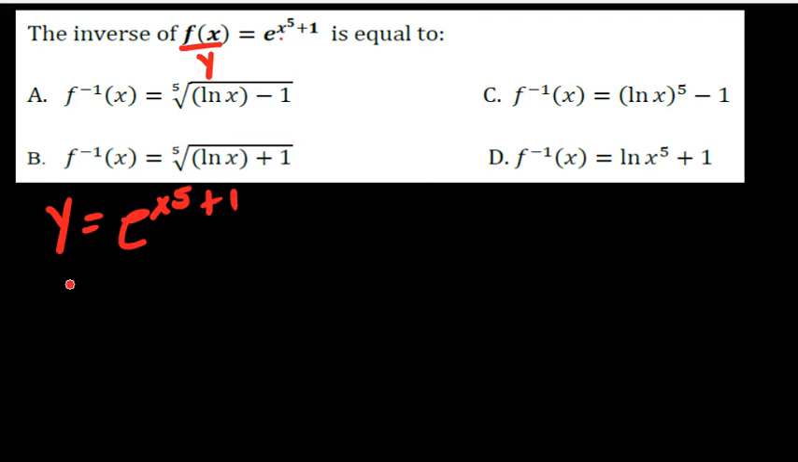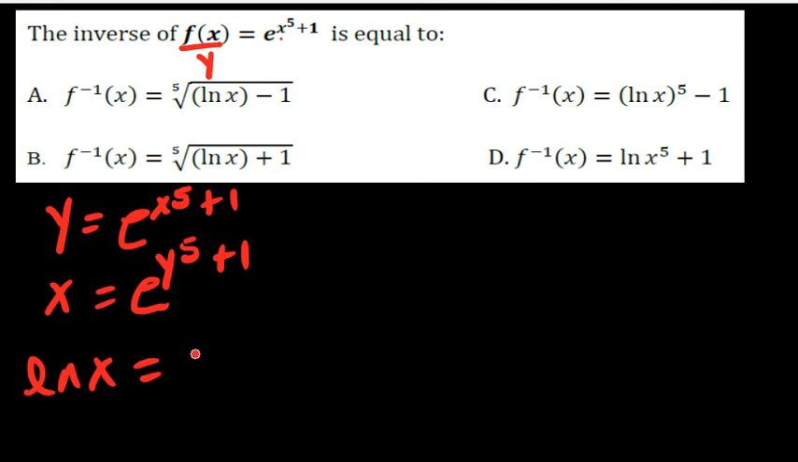Then in place of y, write x. E to the power of, in place of x, write y, y to the power of 5 plus 1. Therefore, take ln on both sides. Then ln x will be ln of e, which is just 1. So the exponent will remain because the exponent will be a coefficient.